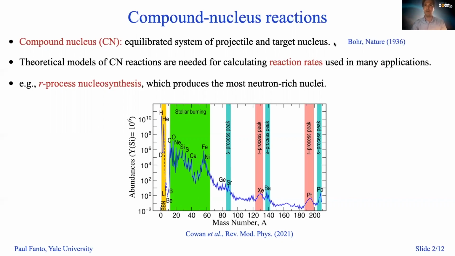For example, compound nuclear reaction rates are necessary for studying the rapid neutron capture process, or r-process nucleosynthesis, which is responsible for producing the most neutron-rich nuclei. For instance, this figure shows the particular peaks in red of heavy nuclei that the r-process is responsible for.